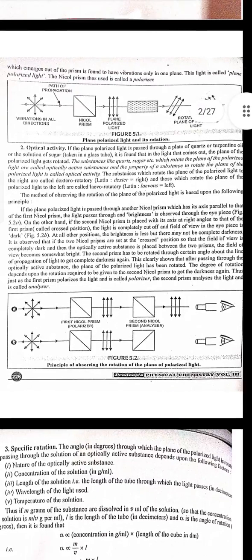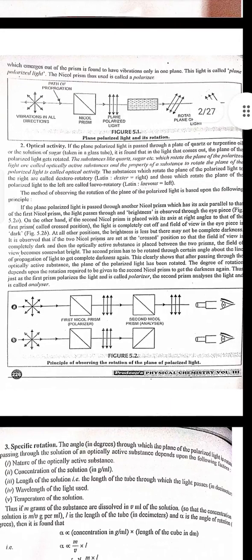The method of observing the rotation of the plane of the polarized light is based upon the following principle. If plane polarized light is passed through another Nicol prism which has its axis parallel to that of the first Nicol prism, the light passes through and the brightness is observed in the eyepiece. On the other hand, if the second Nicol prism is placed with its axis at right angles to that of the first prism, the light is completely cut off and the field of view in the eyepiece is dark. At all other positions, the brightness is less, but there may not be complete darkness.